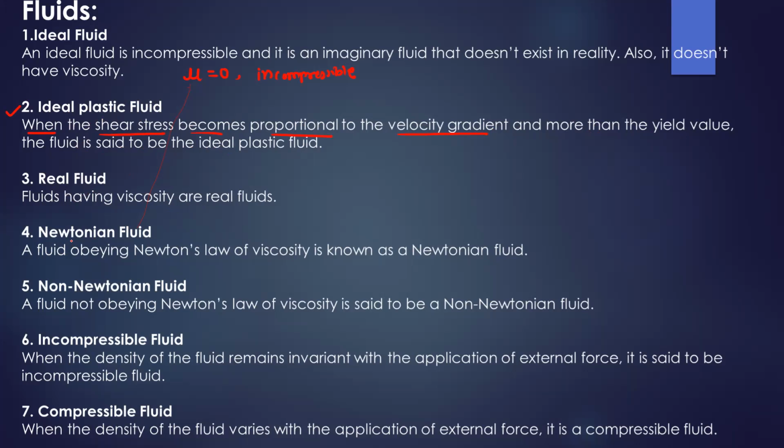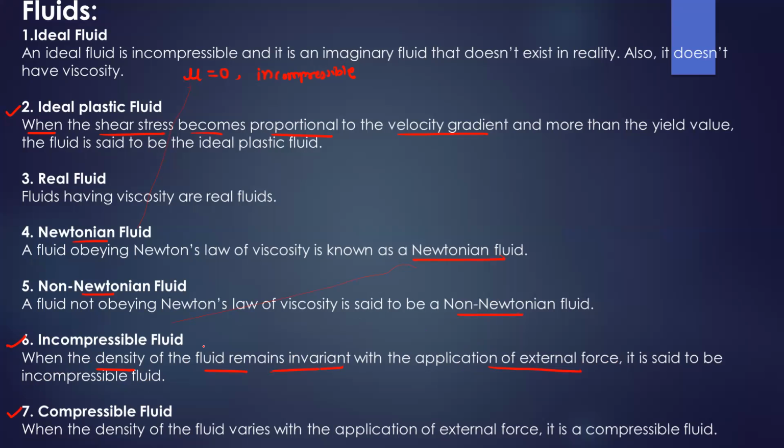Then we have the classification depending on Newton's law of viscosity, which is the Newtonian fluid and the non-Newtonian fluid. Fluids obeying Newton's law of viscosity are called Newtonian fluids, and fluids that don't obey Newton's law of viscosity are non-Newtonian fluids. After that, we have incompressible and compressible fluids. Incompressible means the density of the fluid remains invariant with the application of external force.